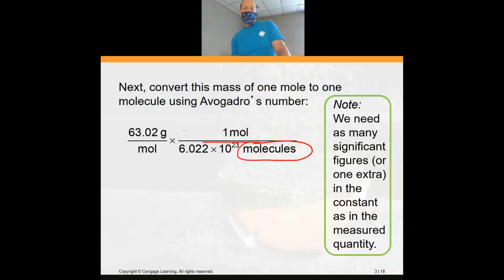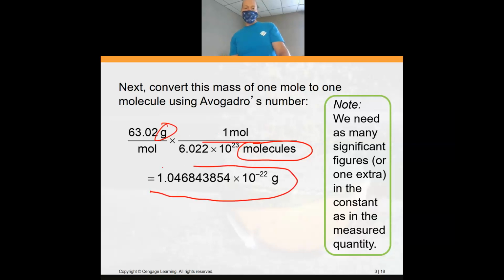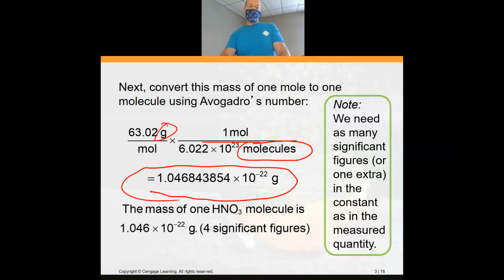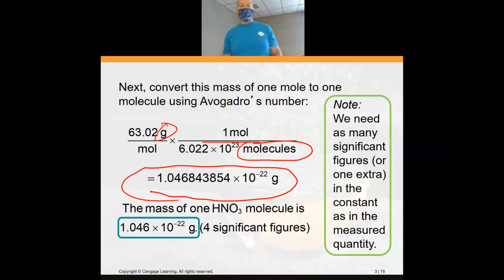All right, so they have their grams in a mole. Now to get grams in a molecule, you have to divide by Avogadro's number, and there it is. Then you round that to 4 sig figs, and you get 1.046 times 10 to the minus 22. So they do answer the question. It just takes a few slides.